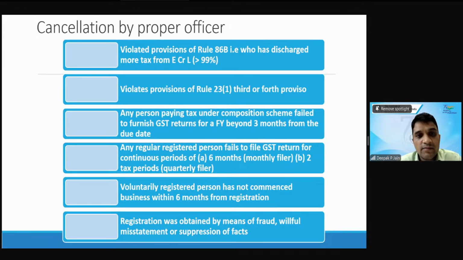That is what 86B is. And if you are restricted, then you will be able to fine it. But if you have utilized 100%, that's a violation. So your registration can get cancelled. Composition dealers have to pay tax quarterly, but filing of return is done annually.